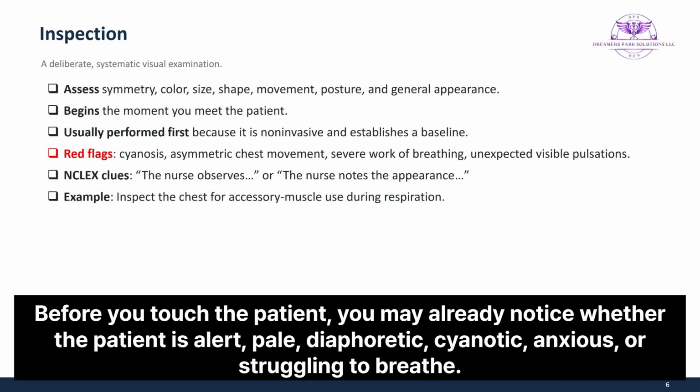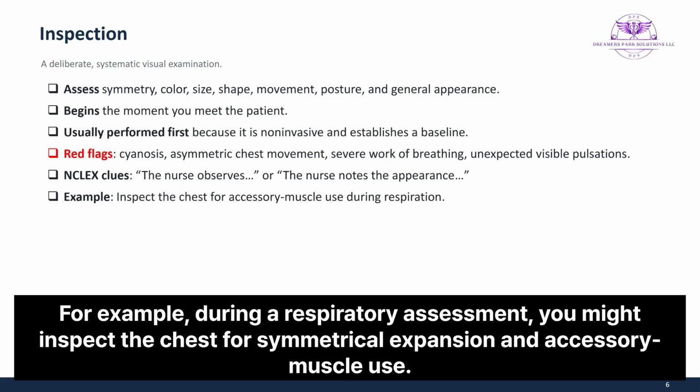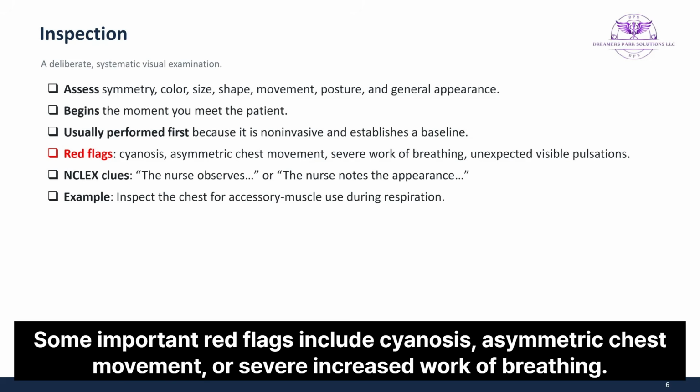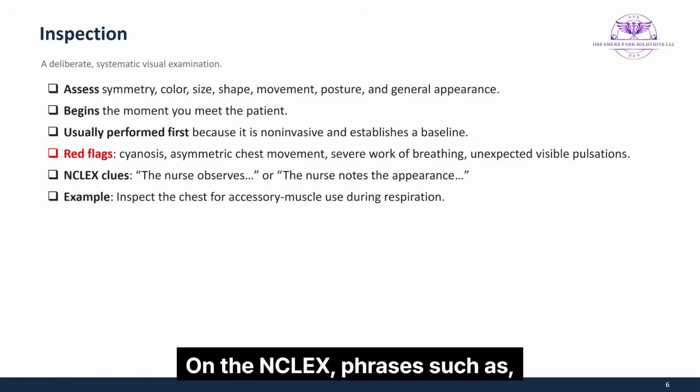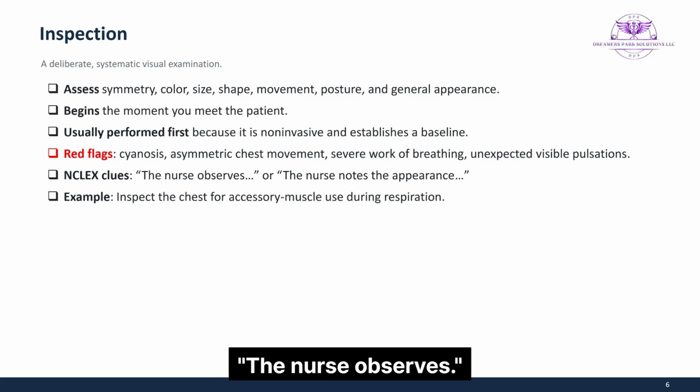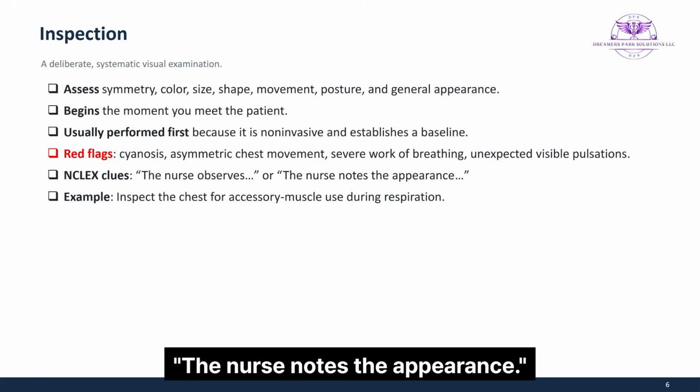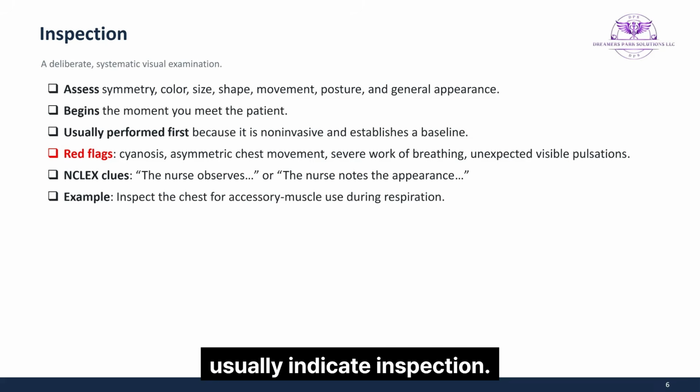Before you touch the patient, you may already notice whether the patient is alert, pale, diaphoretic, cyanotic, anxious, or struggling to breathe. For example, during a respiratory assessment, you might inspect the chest for symmetrical expansion and accessory muscle use. Some important red flags include cyanosis, asymmetric chest movement, or severe increased work of breathing. On the NCLEX-RN, phrases such as, "the nurse observes," or, "the nurse notes the appearance," usually indicate inspection. So remember, inspection equals look.